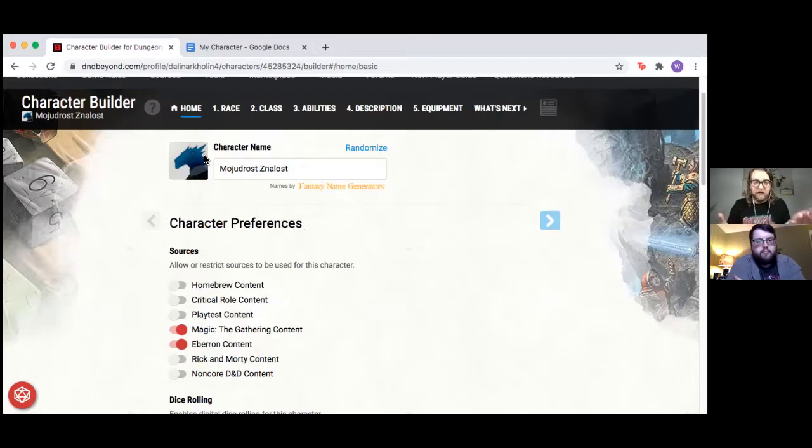My character, as you can probably tell if you can see that small little image there, is a Dragonborn. But I haven't put that into D&D Beyond yet. So again, all I've done is uploaded a picture that I made of my Dragonborn character, and I've named my character. His name is Maldrast Znalist. And let's get started with the character creation.